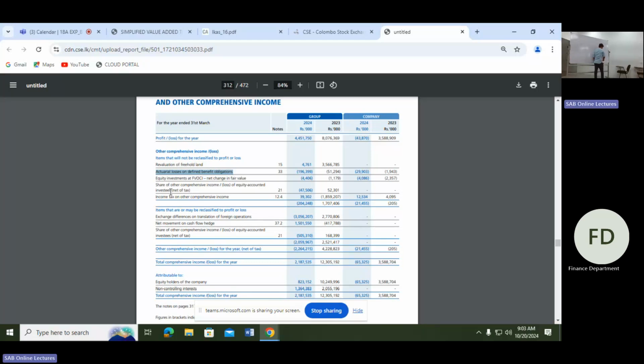Right. So then we come to the animal side. There are bearer animals and consumable animals.